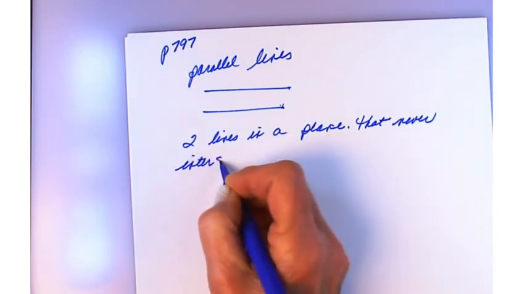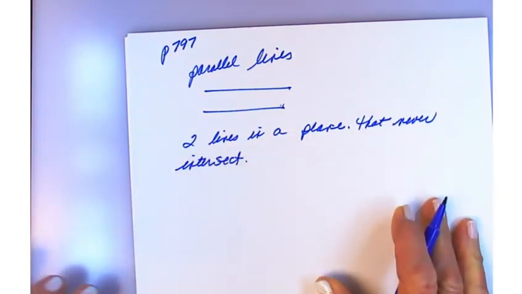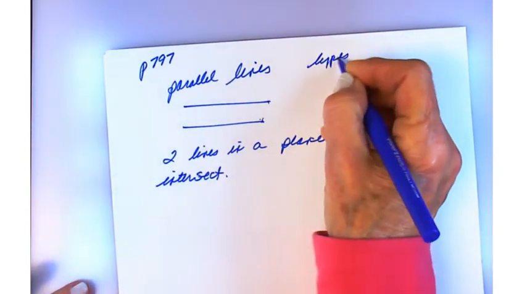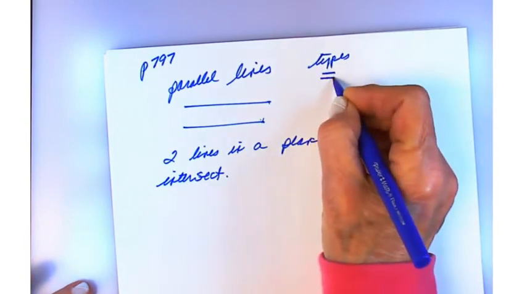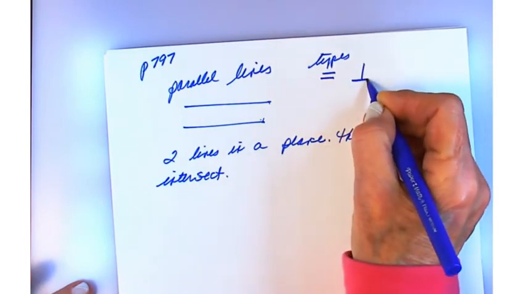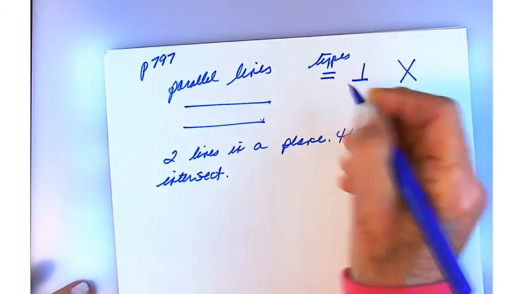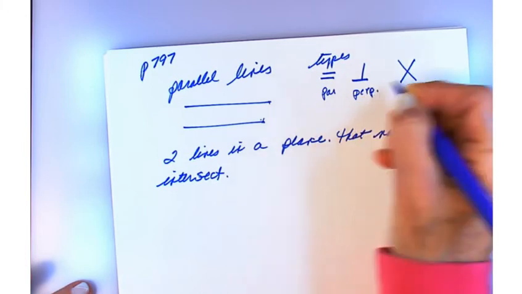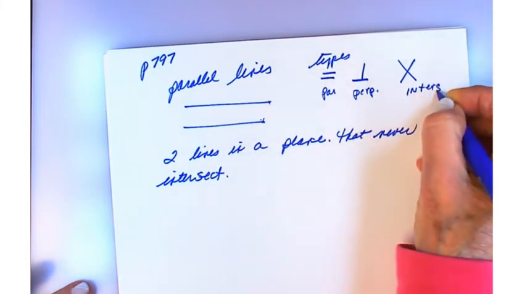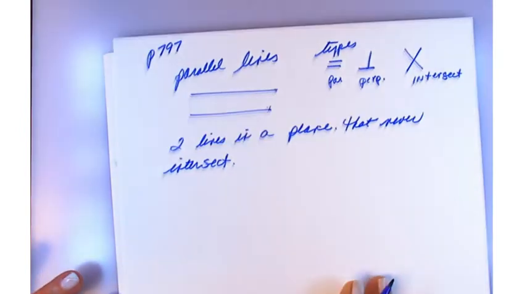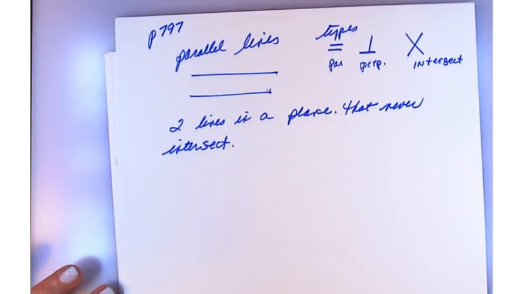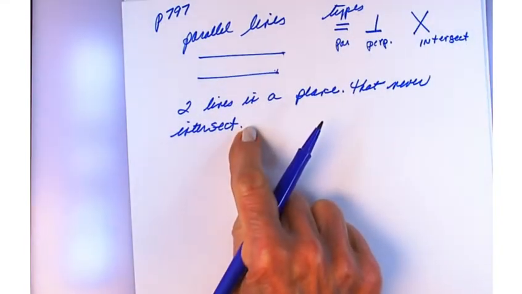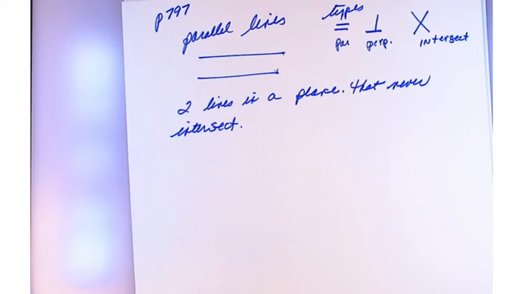If we were describing two lines, we have parallel lines, we have perpendicular lines, and we have intersecting. So parallel, perpendicular, intersect. Those are our only three choices for lines: parallel, perpendicular, or intersect. So parallel lines are two lines in a plane that never meet at all. Okay?